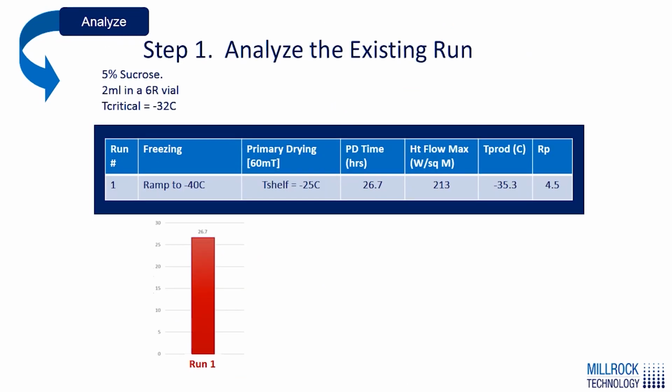Some of the results we get after this is that for this run, again drying at minus 25 degrees Celsius, we have a primary drying time of 26.7 hours. That doesn't really say much since we're not comparing it to anything right here, but we'll take a look at how this compares as we optimize the cycle in the following slides.